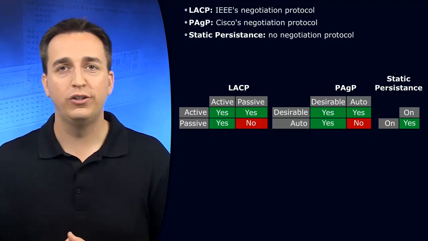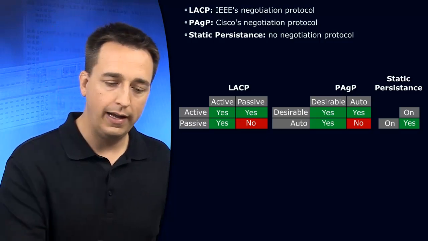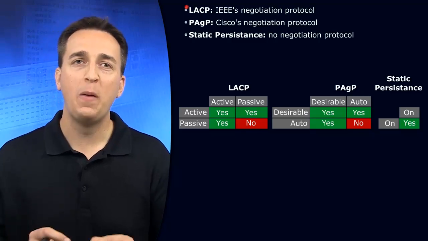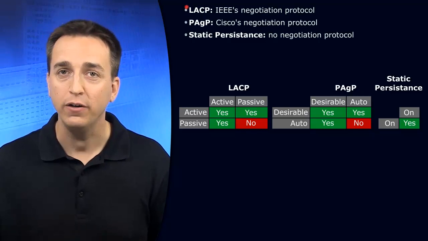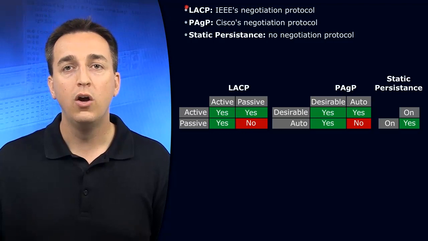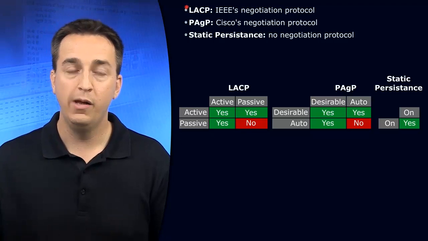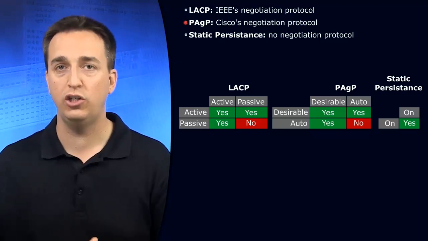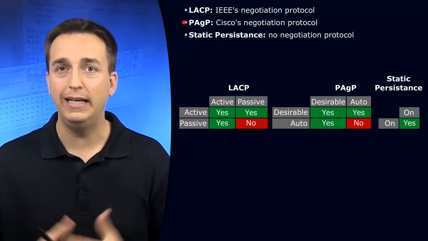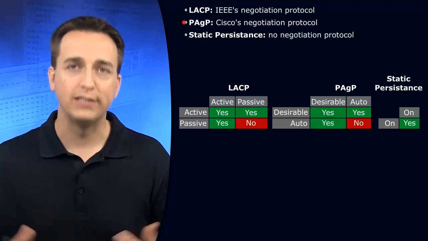So for the dynamic approach, we have two different options. Number one is LACP, Link Aggregation Control Protocol. This is an IEEE standard, and since it's an IEEE standard, you can utilize it between Cisco products, or between a Cisco product and a product from another vendor. PAgP, Port Aggregation Protocol, is Cisco's proprietary EtherChannel protocol, so it's only usable between Cisco switches.